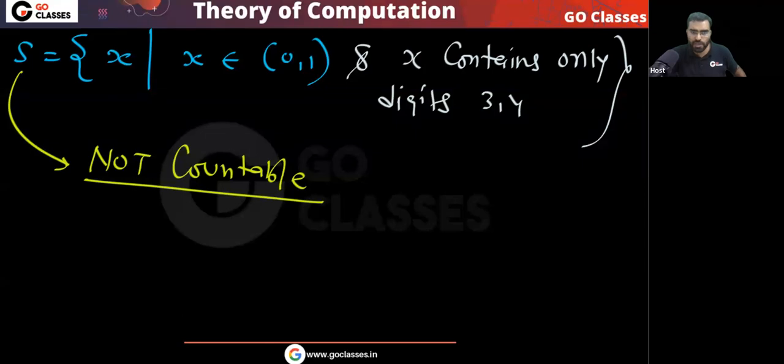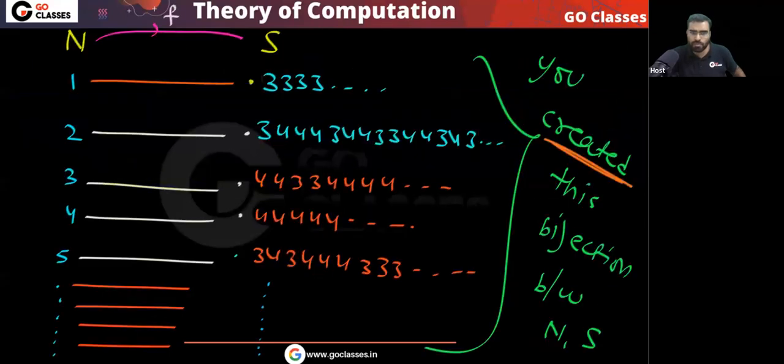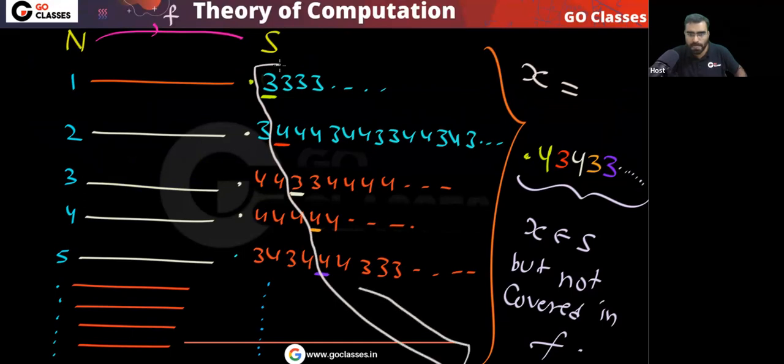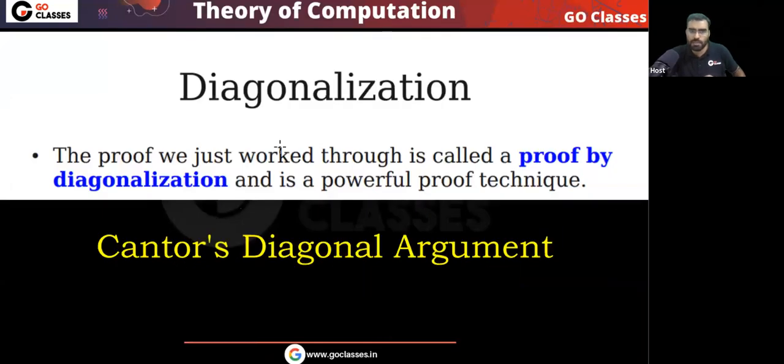Okay. And this proof, did you notice in this proof we are getting a diagonal? In this proof, we are getting some kind of diagonal, right? We are going diagonally, focusing on this diagonal. Because we are focusing on this diagonal, this proof is actually called Cantor's diagonalization proof. This proof was given by Cantor.